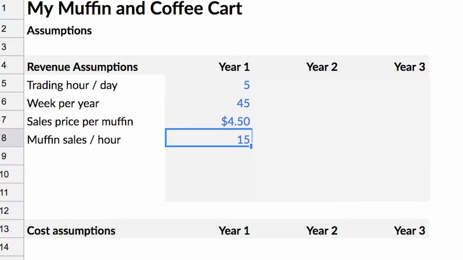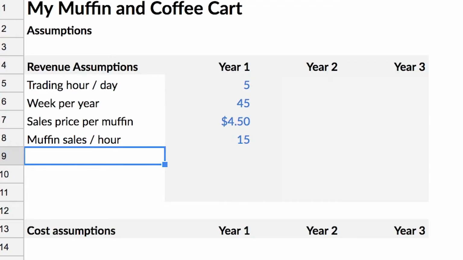Enter in 15. So if you've got more than one revenue stream, you effectively just follow the same formula that we set for one revenue stream. Think about what it is you're selling, how much you can charge for it, how frequently you can sell it, and you just go through the few revenue streams that you've got.